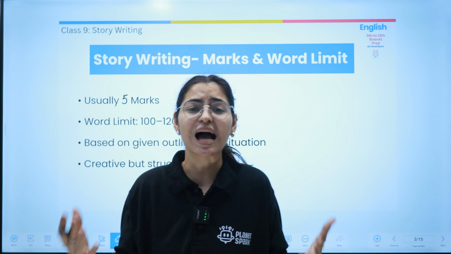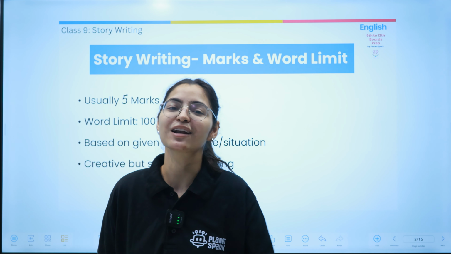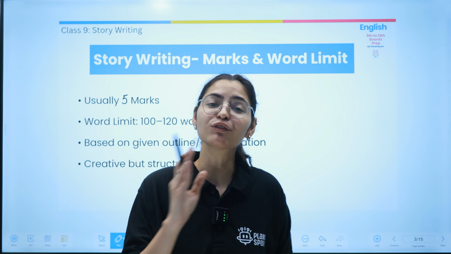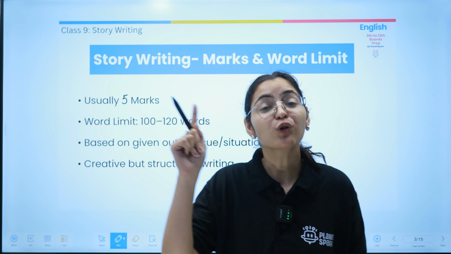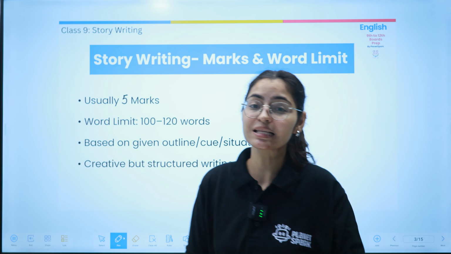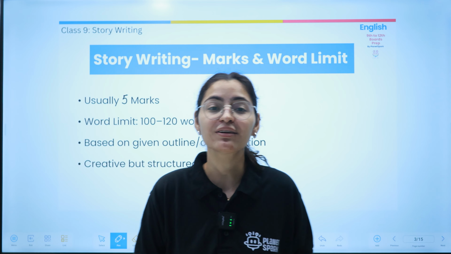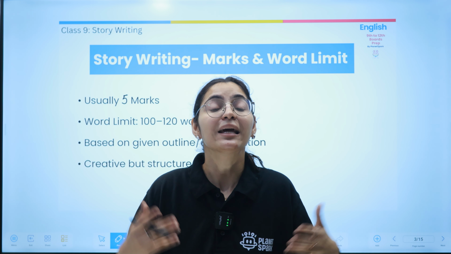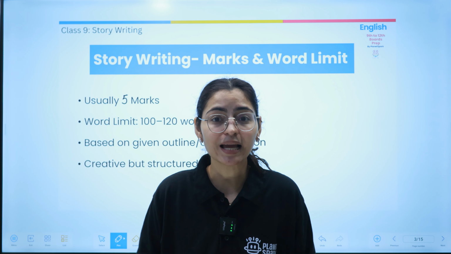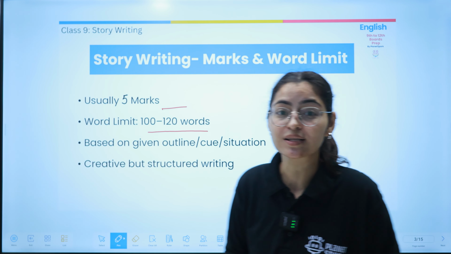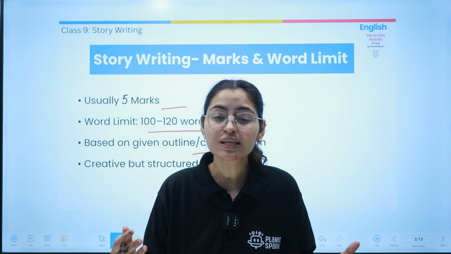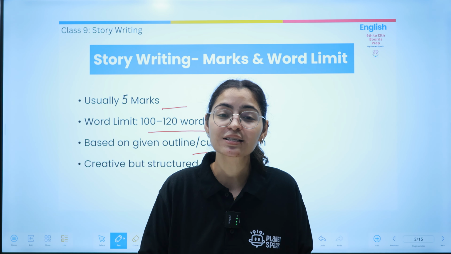Okay, now what exactly is story writing? Let's discuss that first. Story writing is the art of creating a short, meaningful narrative with a clear beginning, a proper middle, and a proper ending as well. It's about developing a given idea or a situation into a complete logical story. In class 9th CBSE, it usually comes for 5 marks and the word limit here is 100 to 120 words. You are given an outline, a clue or any situation, and using it, you have to expand it properly and make it into a story.